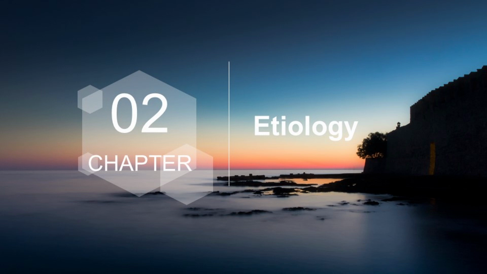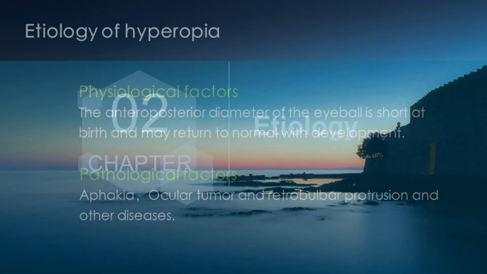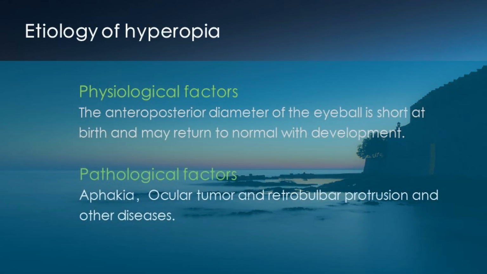Etiology. The causes of hyperopia are mainly divided into physiological factors and pathological factors. Physiological factors: the anterior-posterior diameter of the eyeball is short at birth and may return to normal with development. Pathological factors: aphakia, ocular tumor, retrobulbar protrusion, and other diseases.